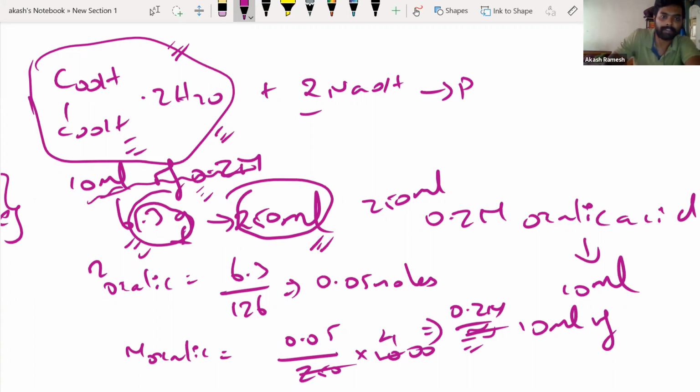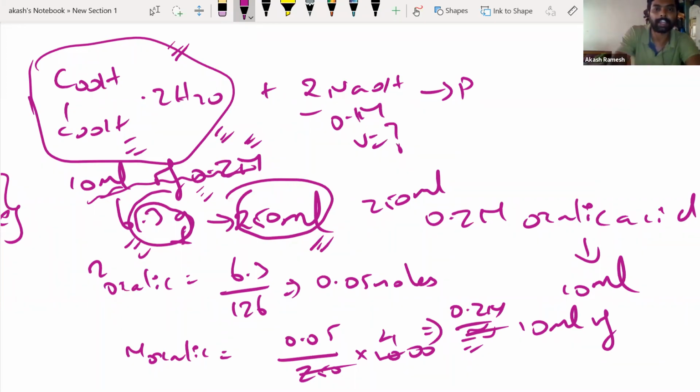Okay, so now this we have: 10 ml of 0.2 M oxalic acid. Now I can calculate the number of moles again, because I need everything in terms of number of moles. Now they have given the concentration of NaOH to be 0.1 M. I need to find the volume.